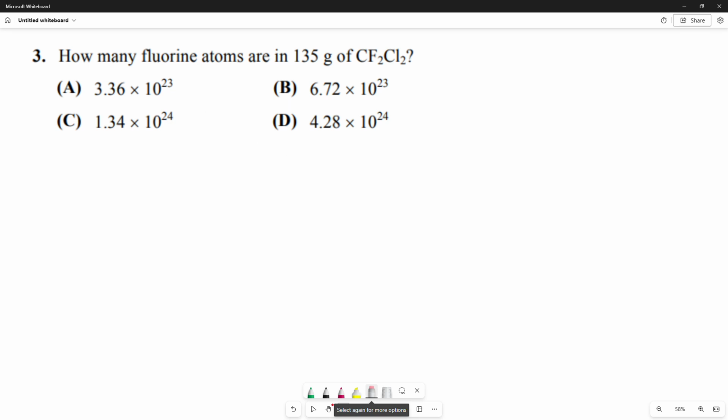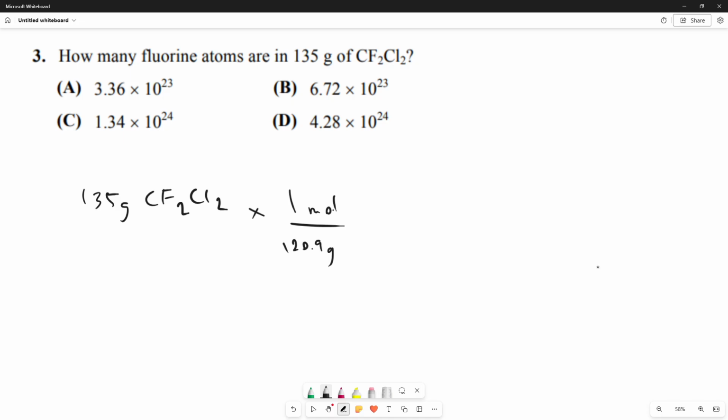Alright, this is USNCO Locals 2024, question number 3. How many fluorine atoms are in 135 grams of CF2Cl2? Very easy question, but let's write this out. Just going to divide by the molar mass, 120.9 grams per mole. Just look at the periodic table, and we get 1.12 moles.